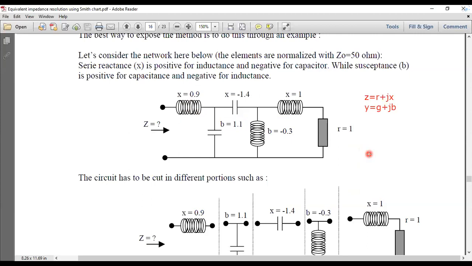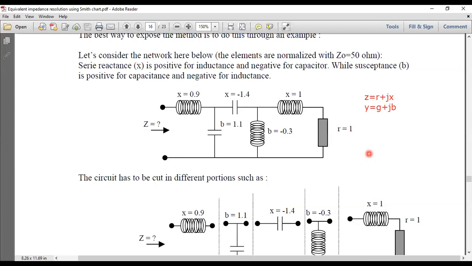Any guess? Okay, I'll ask one question. If two impedances are there, that is impedance Z1 and impedance Z2, if they are in series, what is the resultant impedance? Z1 plus Z2. Yes, correct. So if two impedances are in series, the resultant impedance Z equals Z1 plus Z2.